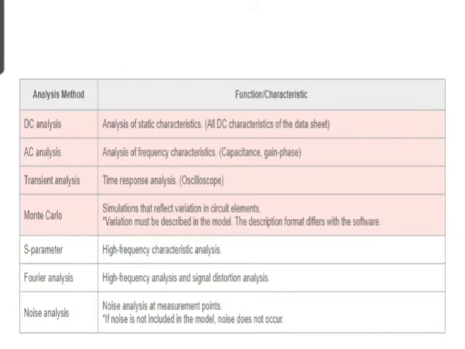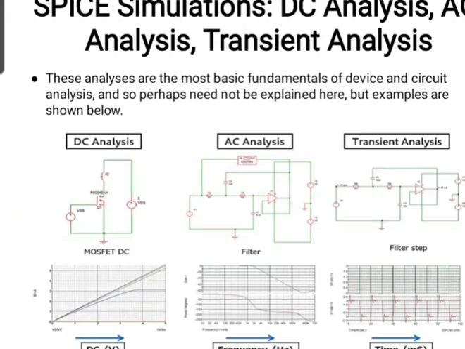Time analysis, time response analysis, is like an oscilloscope. Monte Carlo is simulation that reflects a variation in circuit elements. S parameter is high frequency characteristic analysis. Fourier is high frequency analysis and signal distortion. And noise is noise analysis at a measurement point.